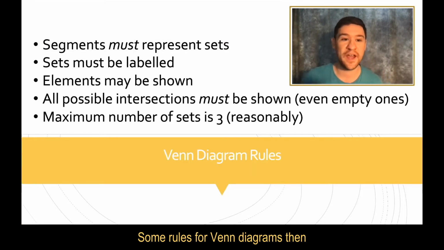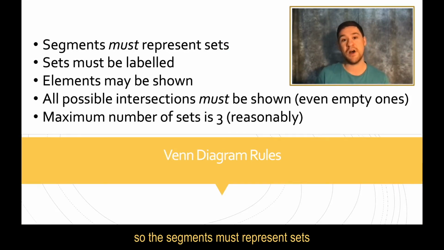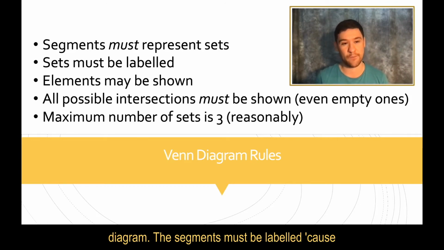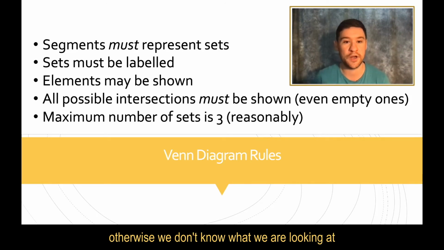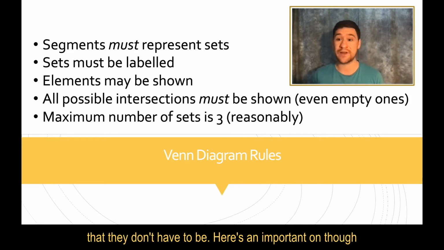Some rules for Venn diagrams then, I've mentioned these before. So the segments must represent sets. If they represent anything else and not sets, then this is not a Venn diagram. The segments must be labelled, because otherwise we don't know what we're looking at. The elements of the sets may be shown, but they don't have to be.